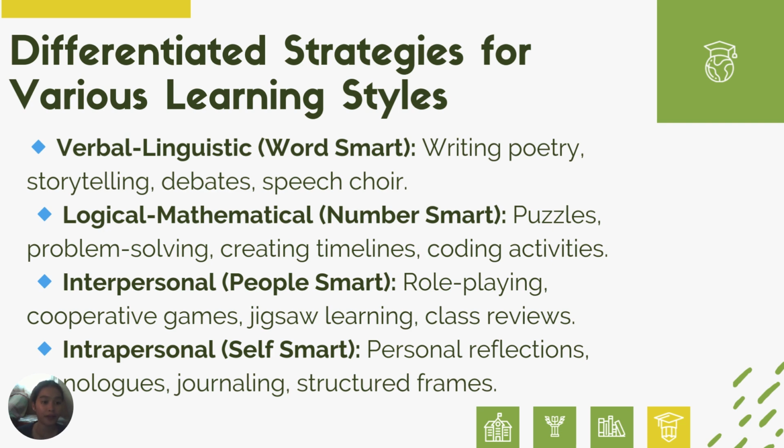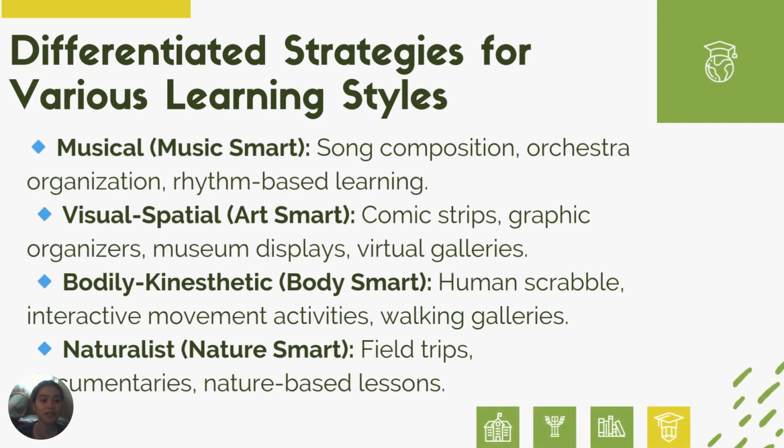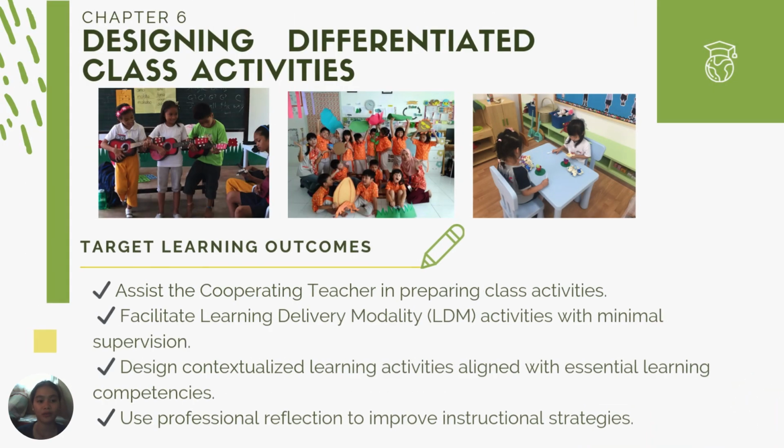So verbal linguistic, these are the word smart; logical mathematical, these are the number smart; interpersonal, these are the people smart; intrapersonal, these are the self smart students. Musical, these are the music smart students. The visual spatial, these are the art smart students. The bodily kinesthetic, these are the body smart students. And the naturalist, these are the nature smart students.